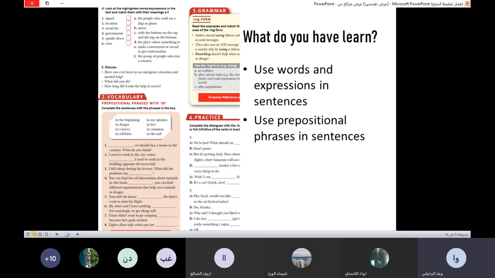Okay, just extra information. And then we have prepositional phrases, those phrases: in the beginning, in danger, in a hurry, in addition, in the end, common fact, and in my opinion. Also very important phrases that you have to use in your everyday talking.